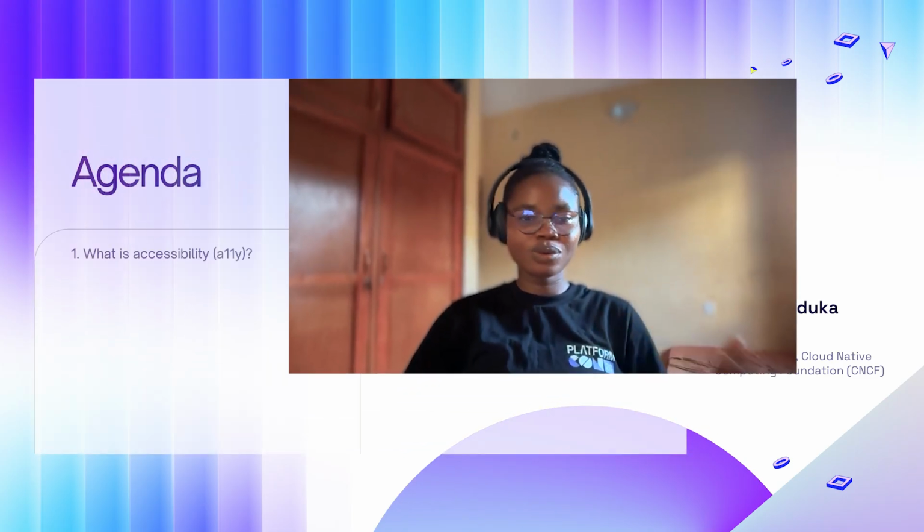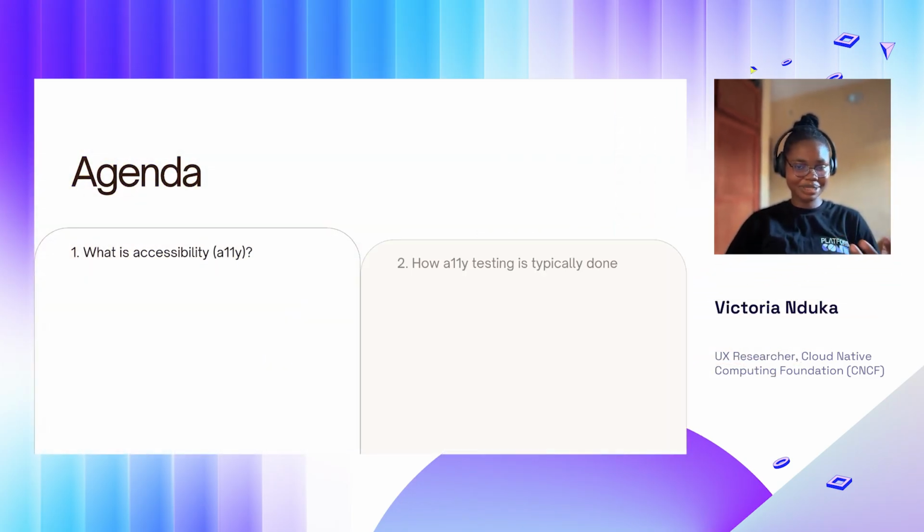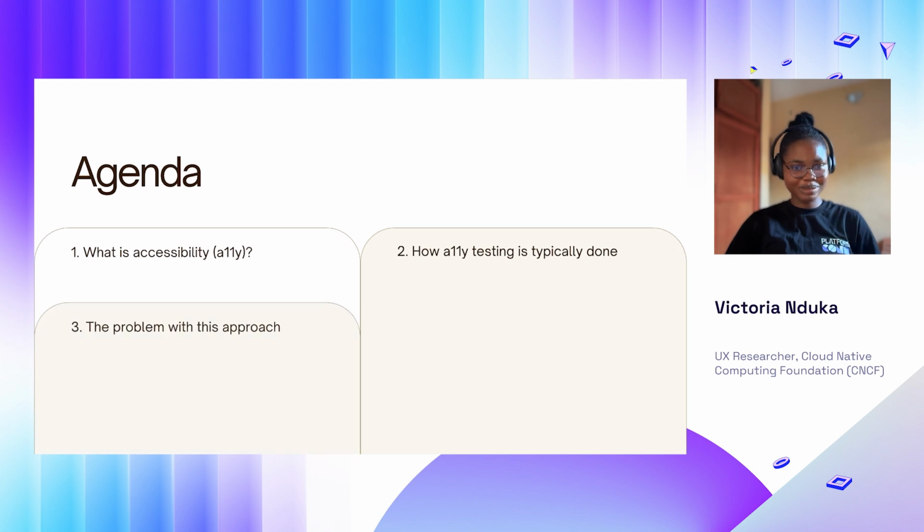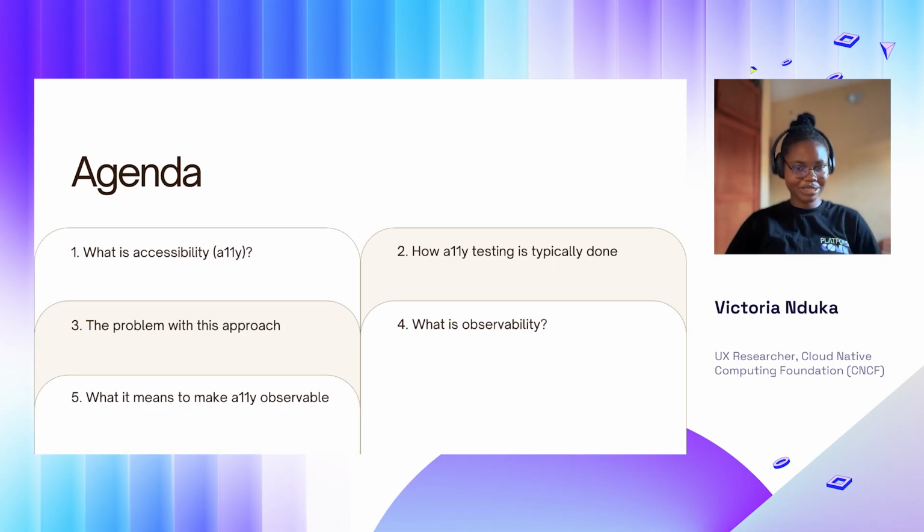We're going to be talking about how to make accessibility observable, and our agenda for today is going to cover what accessibility is, how accessibility testing is done, the problem with the current approach to accessibility testing, what observability is, what it means to make observability, what it means to make accessibility observable, and what this looks like in practice.